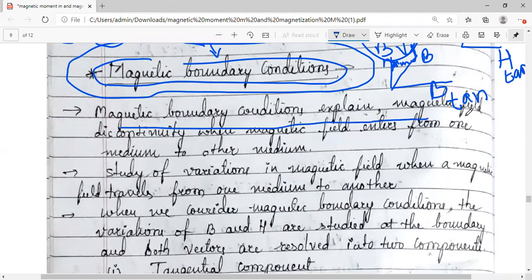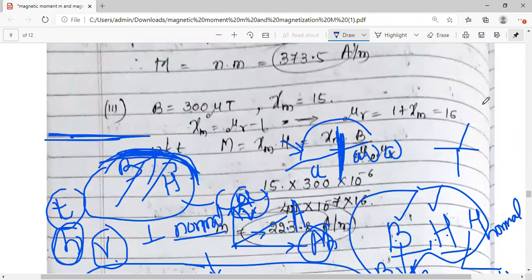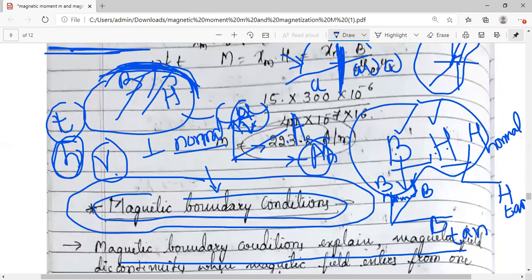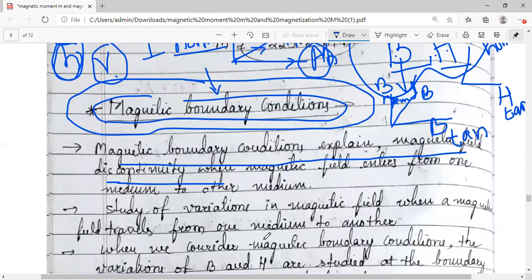The magnetic boundary conditions explain the field discontinuity. That's what we will see, whether it is continuous or discontinuous. I just gave you the ray optics example. Whenever a ray enters, it appears to be bent. This is the phenomenon, this change you observe in the optics part. But when we talk about magnetism, the change is in terms of either continuity or discontinuity. Take a surface where a field, it can be B or H, is going: is it continuous, or is there any discontinuity when it touches the boundary? So we talk in terms of continuity or discontinuity.